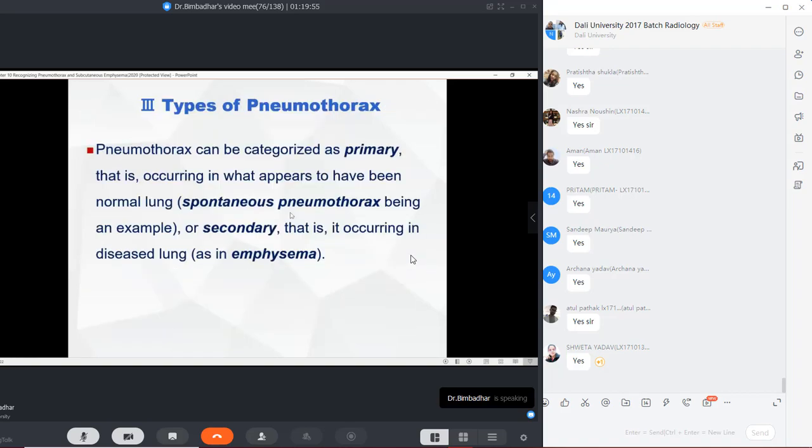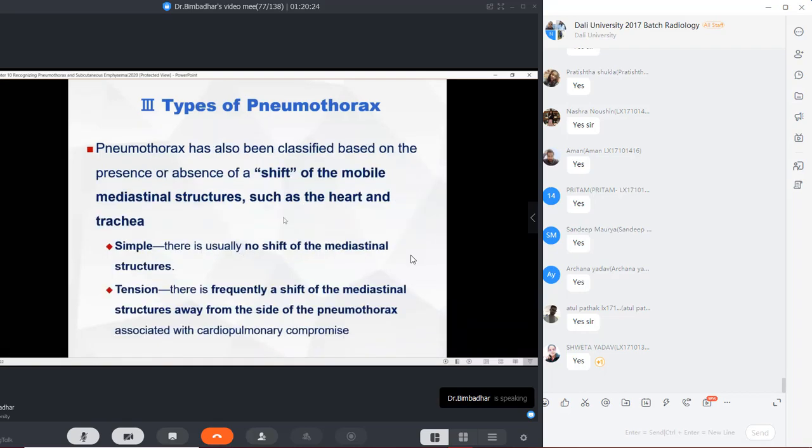Okay, now there can be two types of pneumothoraces. One is called the primary or spontaneous pneumothorax, or the secondary pneumothorax, or the tension pneumothorax, which happens in the case of emphysema. So there are two types of pneumothoraces. I think you should have learned this in pathology: spontaneous pneumothorax and tension pneumothorax, remember.